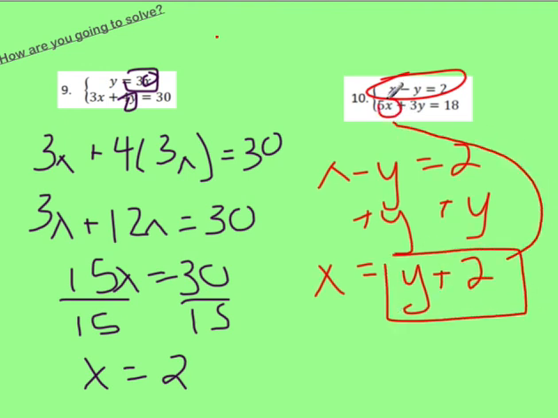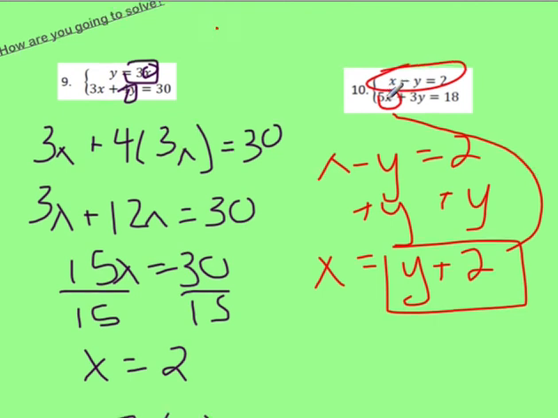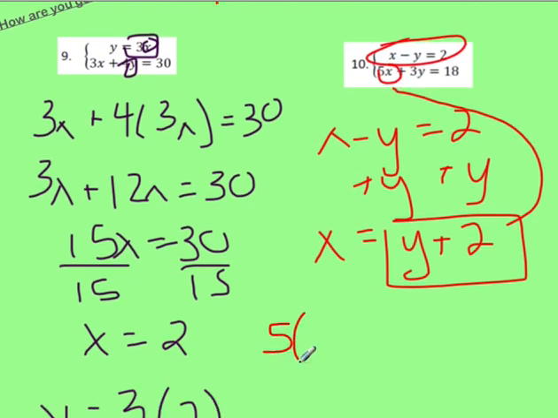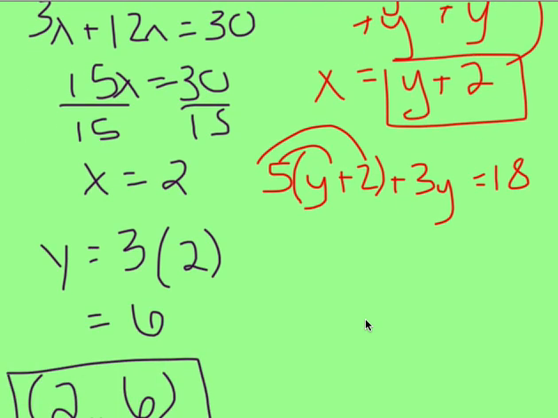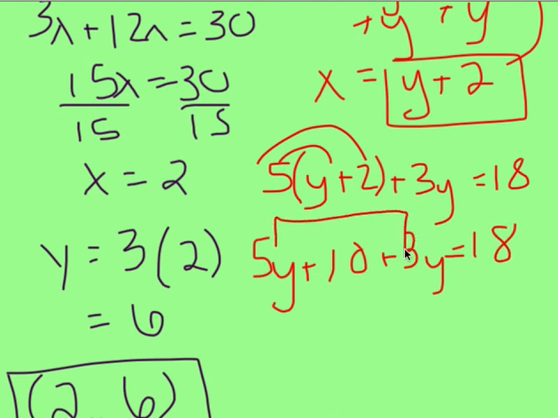So where I see x in the top equation, I can plug in y plus 2. So I'm going to take x out completely, and I'm going to plug y plus 2 in instead. Plus 3y is equal to 18. So now I'm going to take that 5 and distribute it in. 5 times y is 5y, 5 times 2 is 10, plus 3y is equal to 18. So 5y plus 3y, notice that they're on the same side, so that's going to be 8y plus 10 is equal to 18.